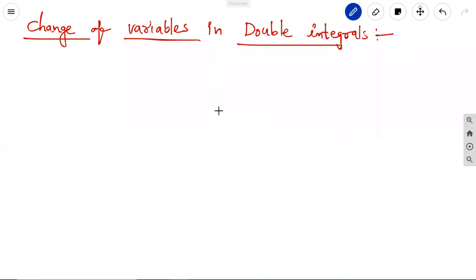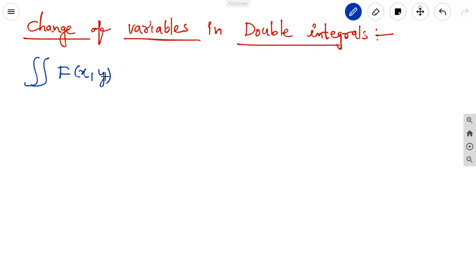Let us discuss a topic on change of variables in double integral. Change of variables in a double integral means, suppose we have the double integral of a function in coordinate form, f of x comma y dx dy. Then this function can be changed into another variable.